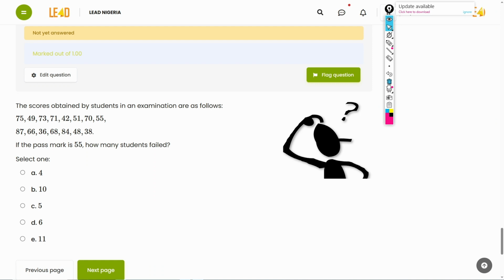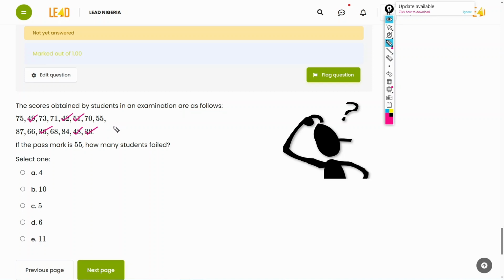The scores obtained by students in an examination are as follows. If the pass mark is 55, how many students failed? So let's see. 1, 2, 3, 4, 5, 6. 6 students failed.